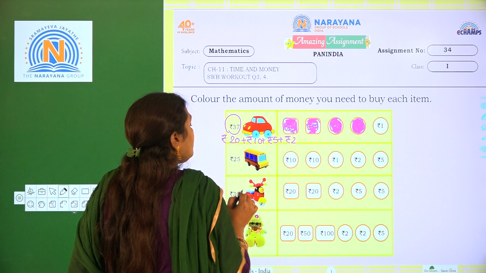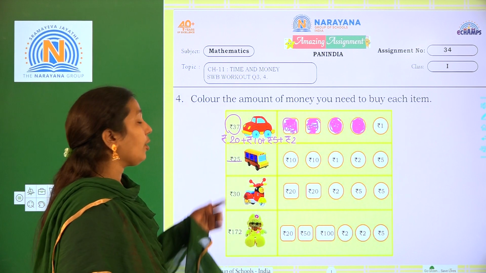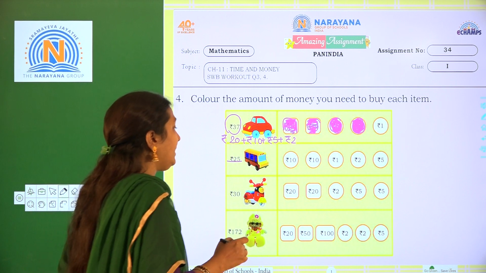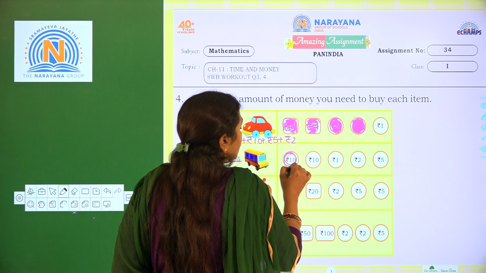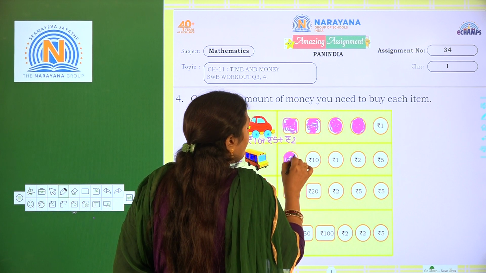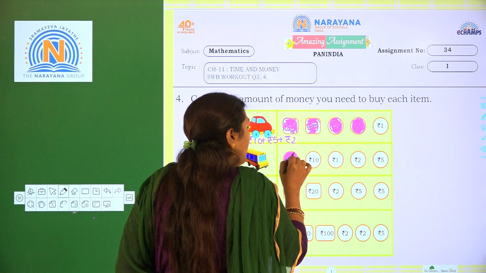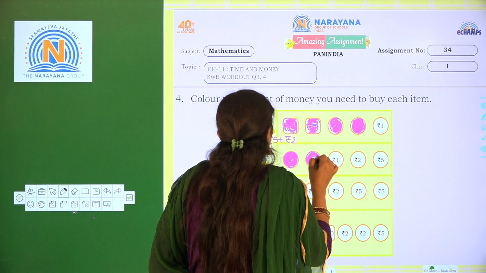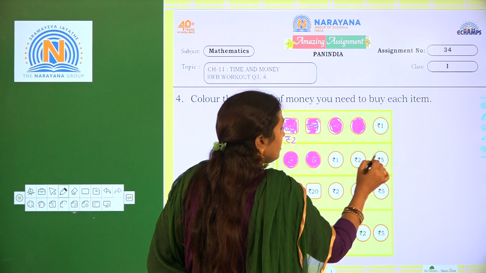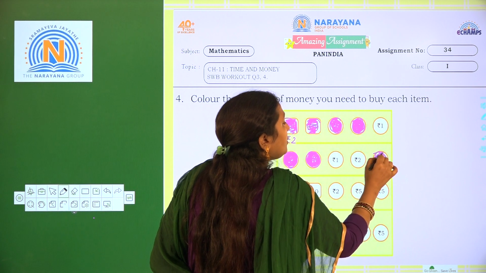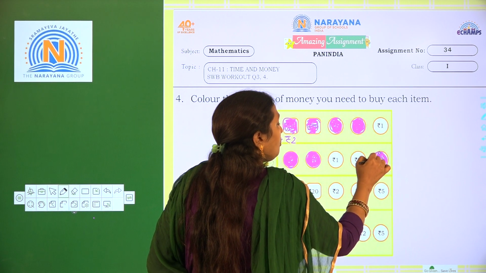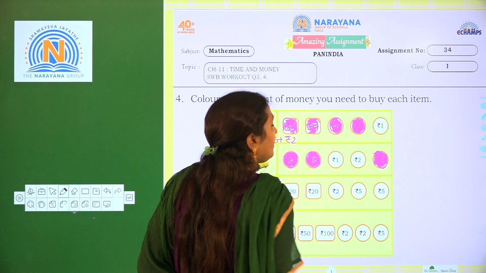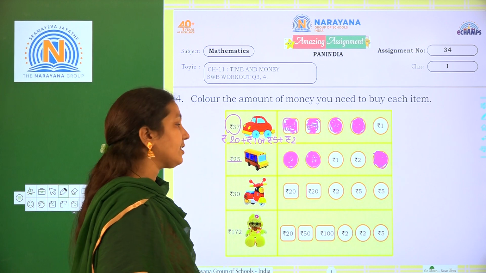Next one, 25 rupees. What is the cost of the toy lorry? 25 rupees. We take a 10 rupees coin, because they did not give a 20 rupees note, and again a 10 rupees coin. Now directly take 5 rupees, because 2 rupees plus 1 rupee would be 3 rupees only. So take the 5 rupees coin. You can color with your favorite color, children.